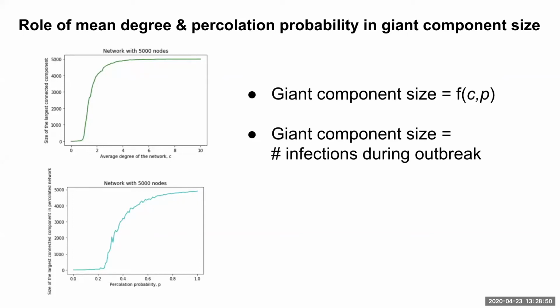So the takeaway from this slide is that it is important that we study the average degree and the percolation probability, because they decide the size of the giant component, and the giant connected component is equivalent to the number of infected individuals during the outbreak.